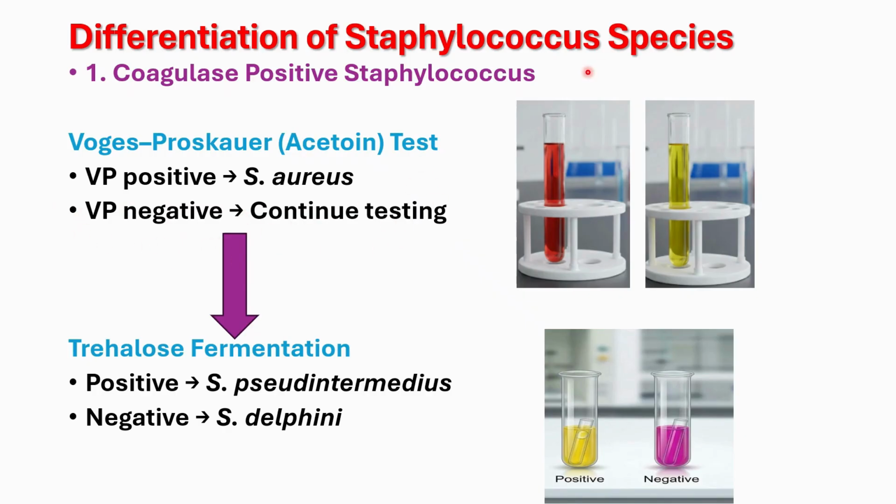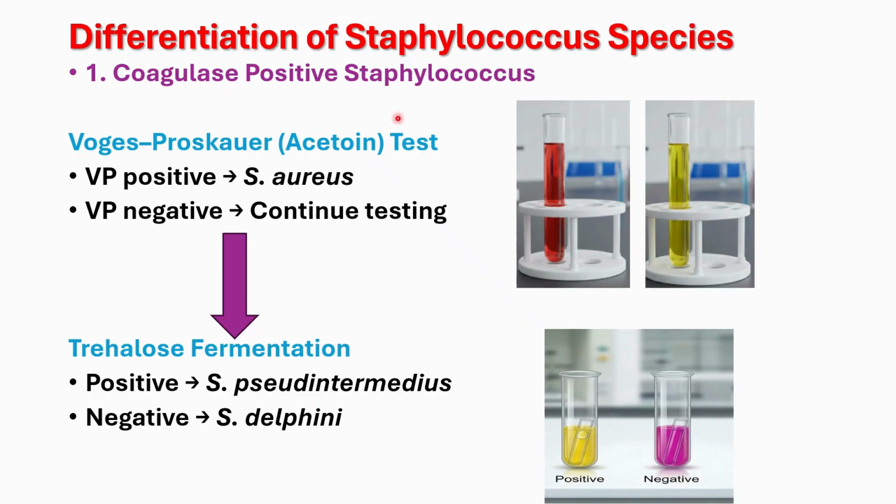Next we will perform the trehalose fermentation test. A positive trehalose test is shown by a color change in the medium, where yellow coloration is positive, which means it is Staphylococcus pseudintermedius, and if the trehalose test is negative, the organism is likely Staphylococcus delphini.